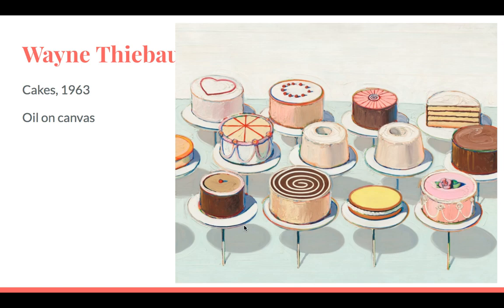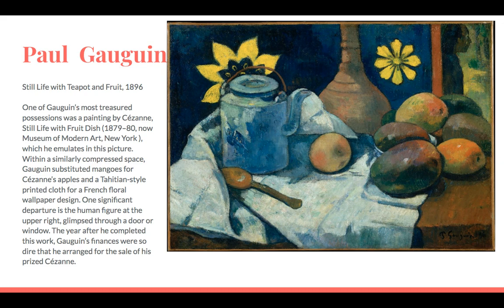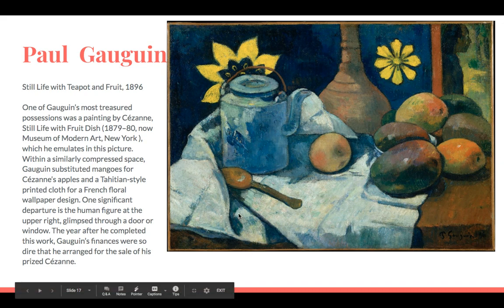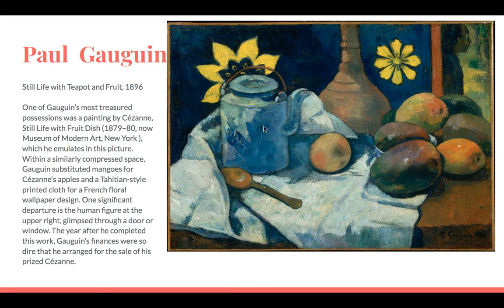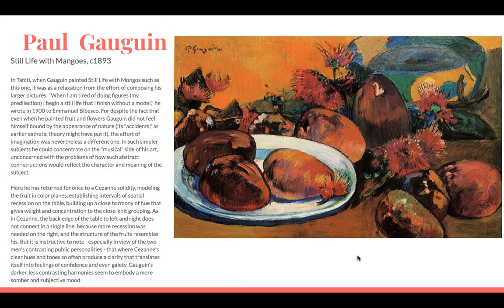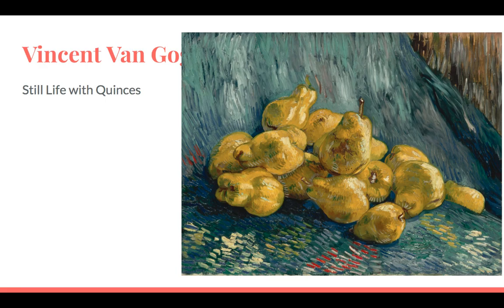Here's the cakes that we did already look at, right? Again, including drapery or fabric, different sized objects, different textured objects, like a smooth tea kettle versus the fruit versus the fabric. So these are just some interesting little still lifes.